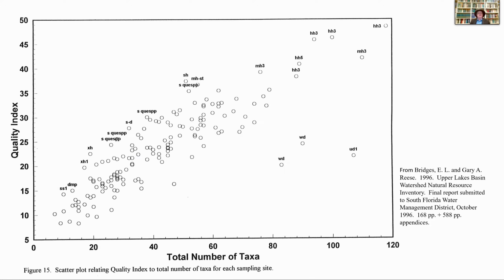Areas with more species richness are likely to have higher quality, but you can have high species richness and still have relatively low quality, such as these wetland disturbed and upland disturbed areas, which have high species richness, but their species are mostly weedy, and so they come up with a lower quality index. In contrast, hydric hammocks and mesic hammocks had high diversity, but many of them were high quality, fidelity to natural area species.